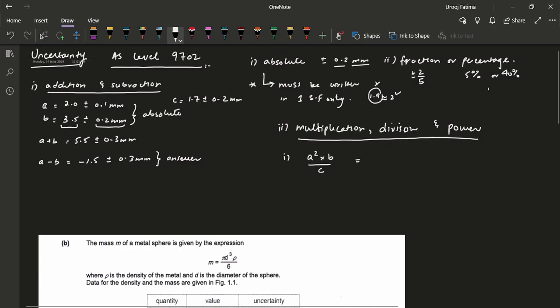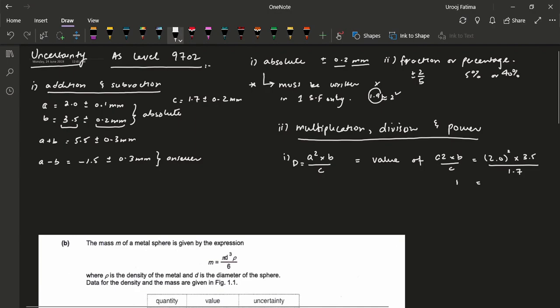So first of all, we're going to look at the value. We're going to find the value of a squared times b divided by c. When you do that, it's going to be 2.0 whole squared times b, which is 3.5, and then c would be 1.7, right? Let's say this operation was known as d.